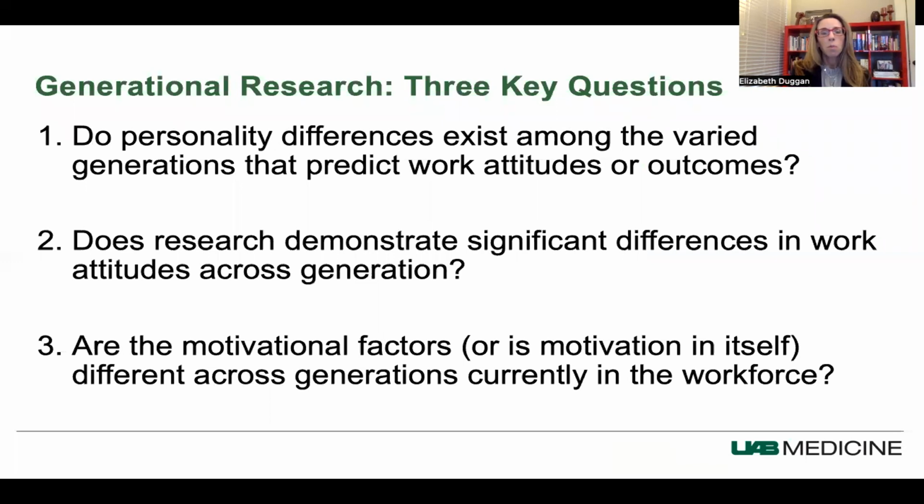Currently, the bulk of workplace generational research focuses on 3 themes: differences in personality that impact work attitudes and performance, how these variations in work values and attitudes impact expectations of the workplace, and how generations differently experience motivating factors to complete and perform their work.